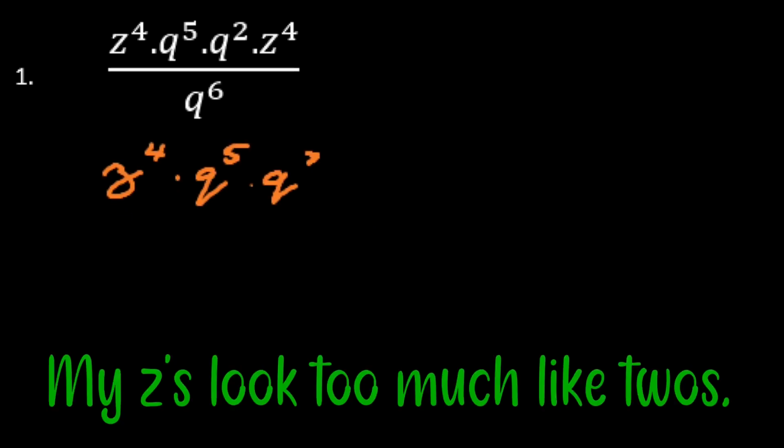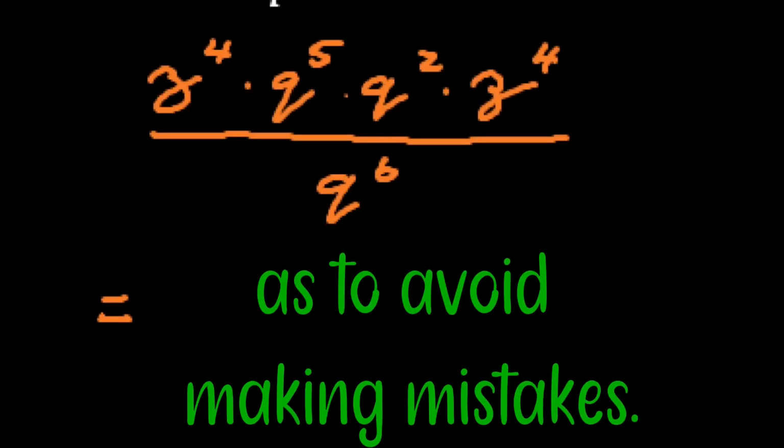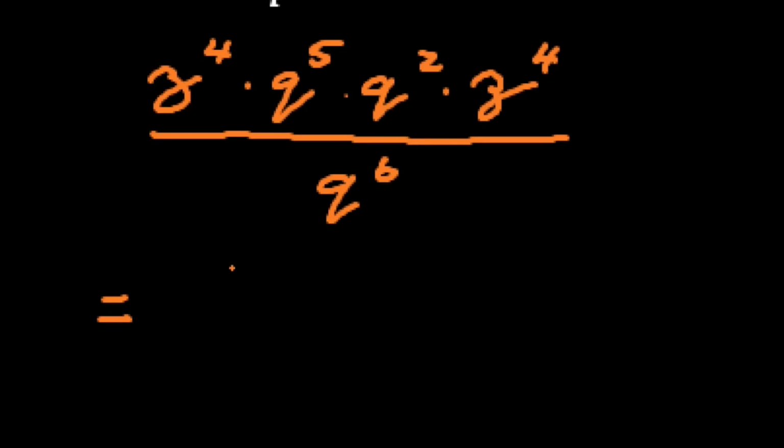Number 1. Z to the power of 4, Q to the power of 5, Q to the power of 2, Z to the power of 4, all divided by Q to the power of 6. Quickly rewrite. You're allowed to put an equals sign here because you're changing this into the simplified version. So next, adding like terms at the top, numerator level is the z's, and you could say the q's as well. So do that in the same step.